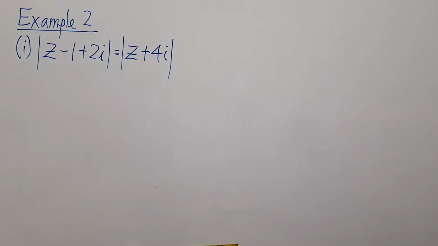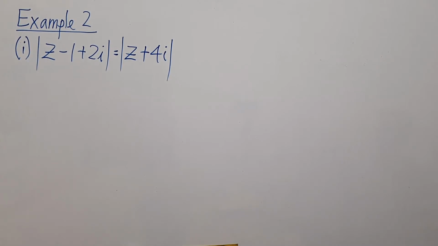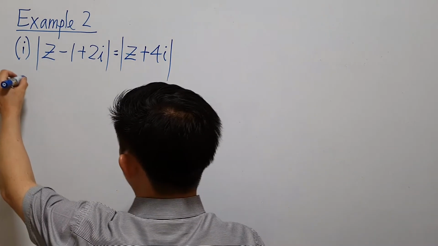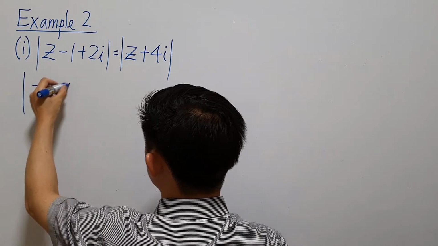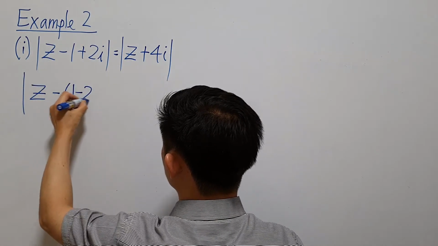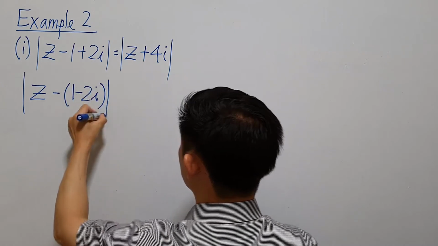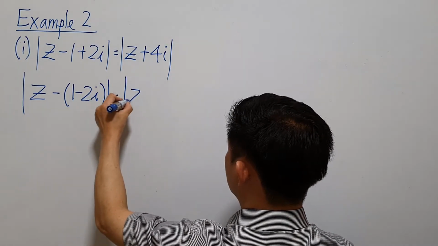In example 2, we are going to look into another group of loci. In example 2, part 1, you are given this equation. For this equation, if you were to rewrite it, it becomes modulus of z minus 1 minus 2i. And then this can be rewritten as z minus.